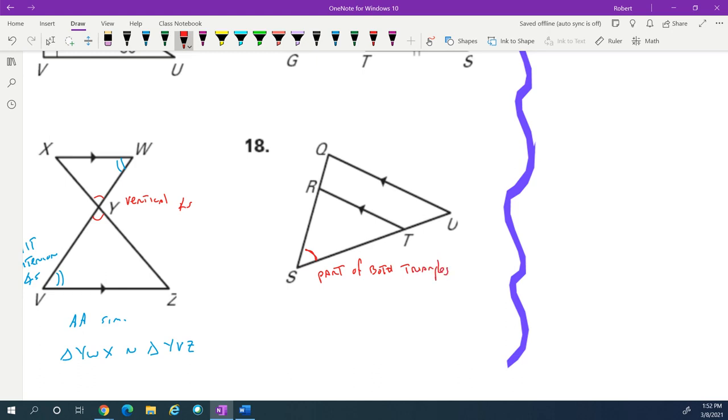So we always look for what they share. Remember, with congruent triangles, we look for the segment that they share. With similar triangles, we're looking for the angle that they share. It's just that one triangle is smaller than the other.